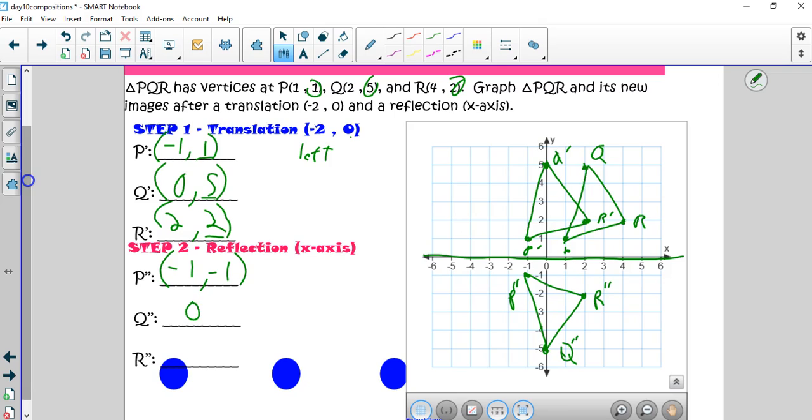Q is going to be at 0 still, but at -5. And Q double prime and R double prime is still going to be at 2. It's just going to be at -2 on the Y. If you notice, all of these right here are exactly opposite of these. And notice our X's did not change from above.